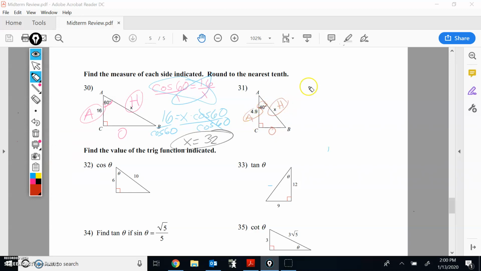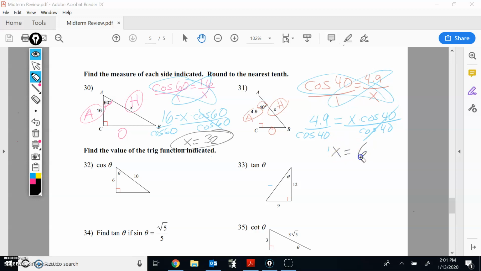Looking at the next one, here's our theta, here's our opposite, adjacent, and hypotenuse. Again, adjacent, hypotenuse, it's another cosine. So cosine of 40 is going to equal adjacent divided by hypotenuse. Make proportion and cross multiply. 4.9 times 1 is 4.9. X times cosine 40 is x times cosine 40. Divide both sides by the cosine 40. So your final answer is 4.9 divided by cosine 40, which is 6.396 about. That's how long the side is.